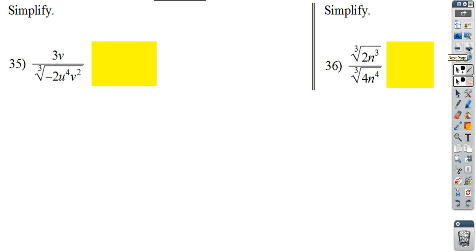Okay, in the next video, we will pick up with simplifying these right here. And again, that's very similar to what we already did in section 6.4.